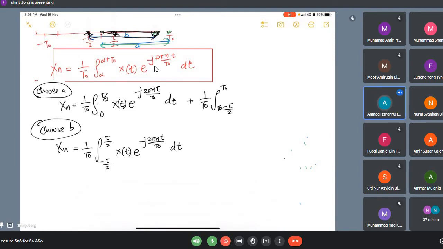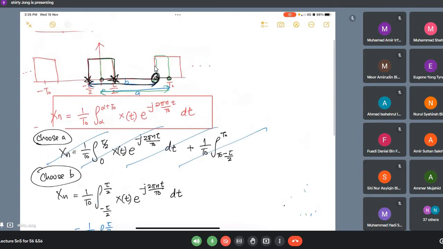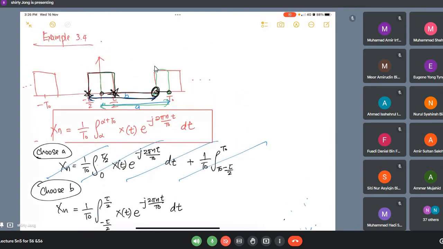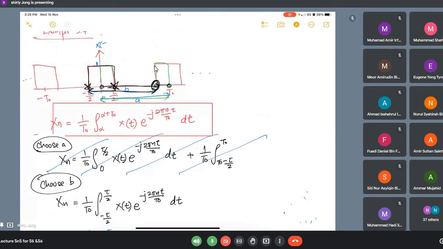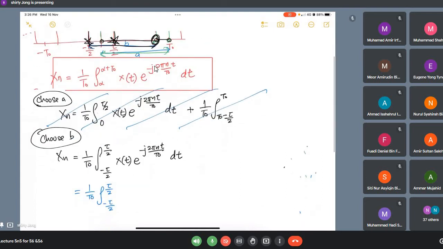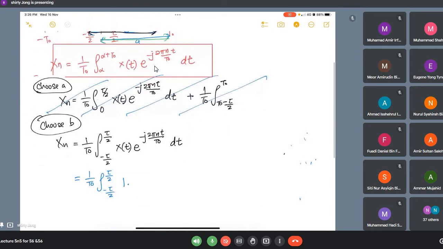Yes. Okay. So I won't use this one, so I use B. So I can continue. 1 over T naught, from minus tau over 2 to tau over 2. The x(t) is the value here, this is the 1 here, because this is the x(t). The value here is 1. So 1 multiplied with exponent minus j 2 pi n t over T naught dt.